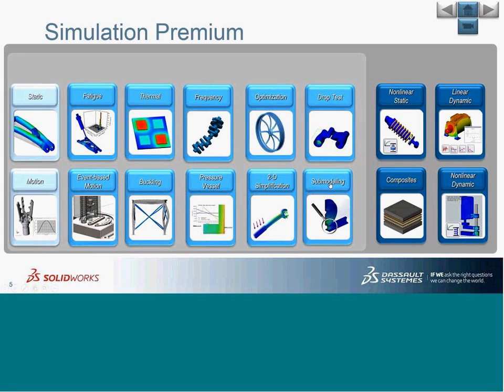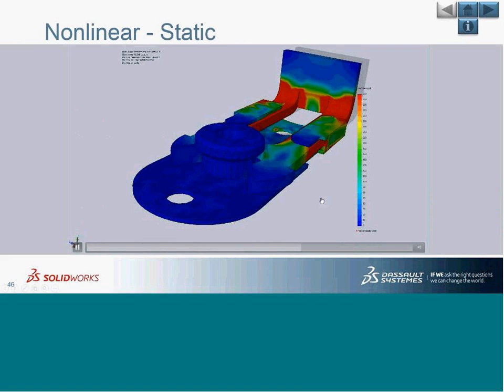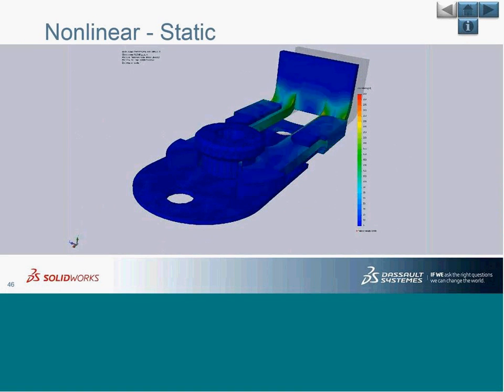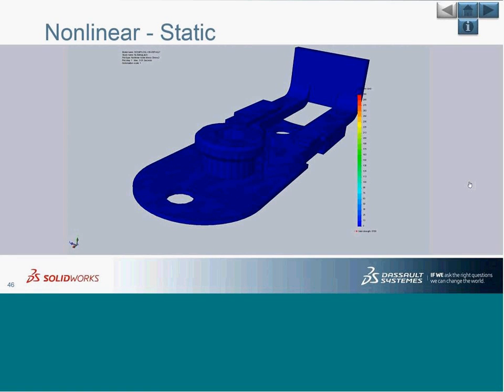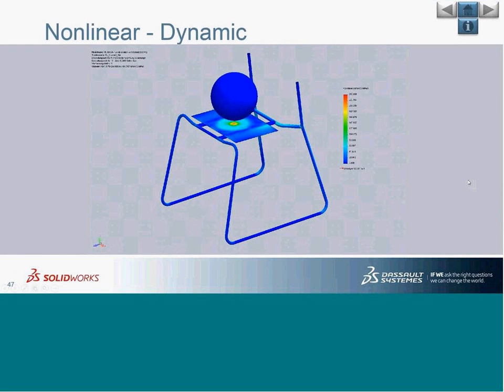A few more high-end modules, one of them is the non-linear module, where we simulate non-linear effects such as large deformation, or the part itself could be made up of rubber or a non-linear material. You can understand that. It could be a dynamic effect, something like this, where there is movement or relative movement between parts, and we are also seeing the deflections and stresses when such a movement happens. Such effects are being included over here.